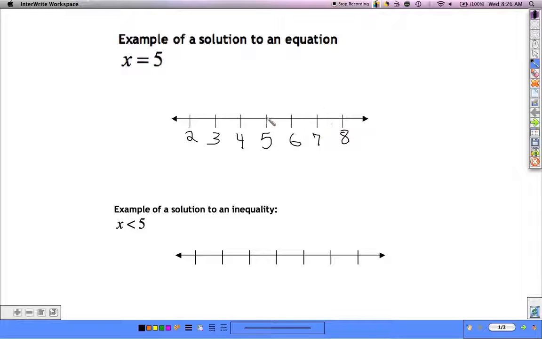And if x is equal to 5, then at the point where 5 is located, we just want to draw a closed-in little circle to say this is it. x is equal to 5, and this is where it would be located on a number line.